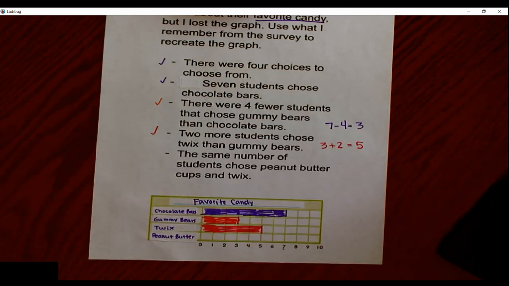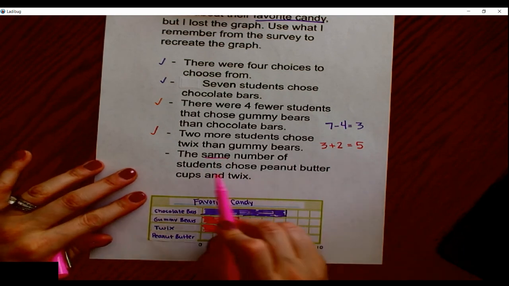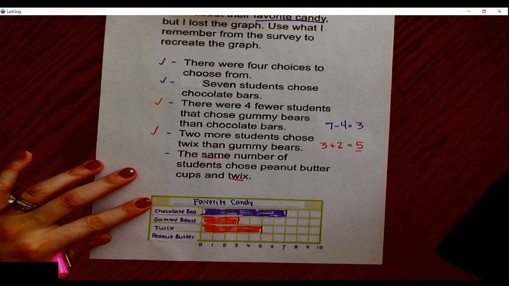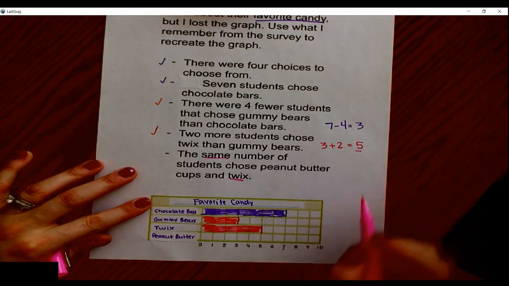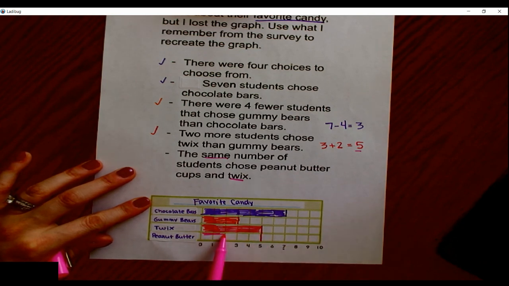The same number of students chose peanut butter cups as Twix. So this is telling me, well, it's the same. So if it's the same, I'm going to find Twix, which was 5. And if they chose the same, that means that peanut butter is also 5. Draw my line to make it the same and move that way.